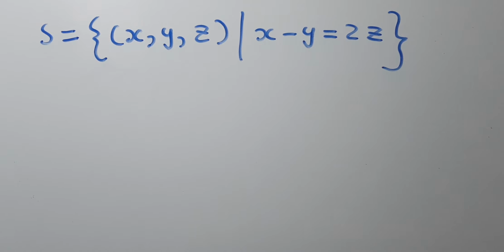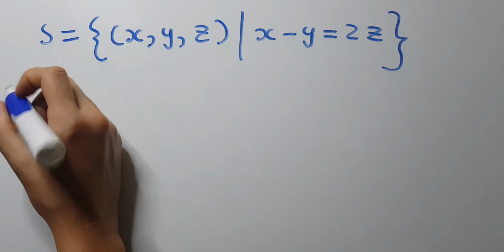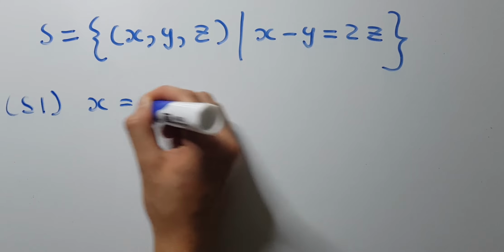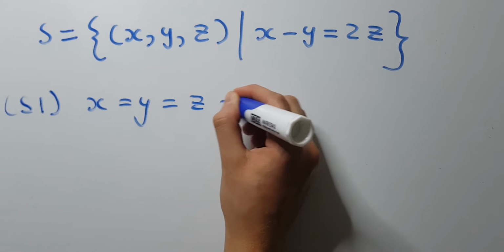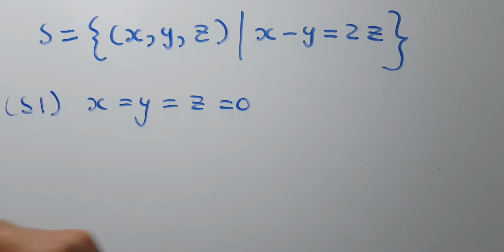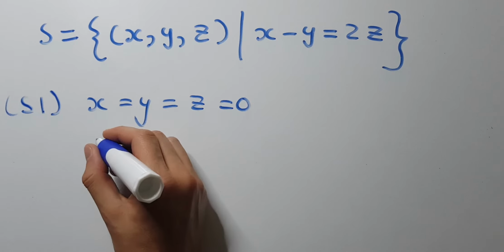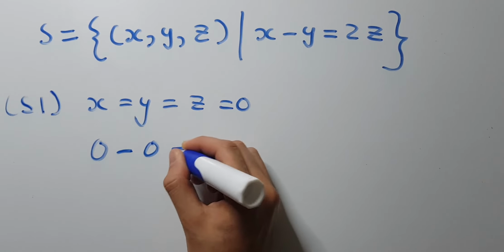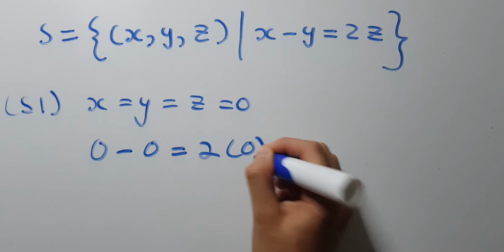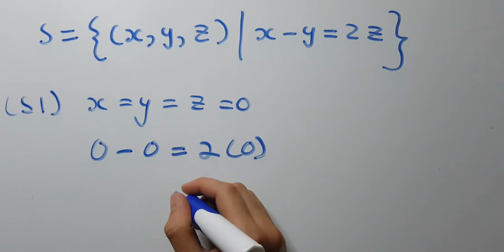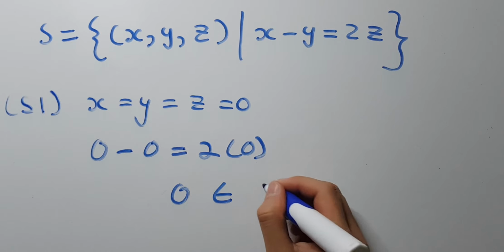Alright, let's see if this one is a subspace. The first condition is to check if we have a zero vector. So let all the coordinates equal 0, and we make sure that the defining condition is satisfied. So 0 minus 0 does in fact equal 2 times 0. So the zero vector is an element of S.